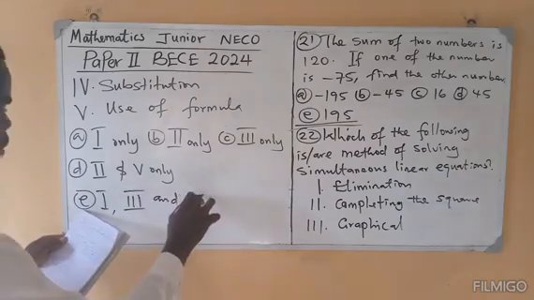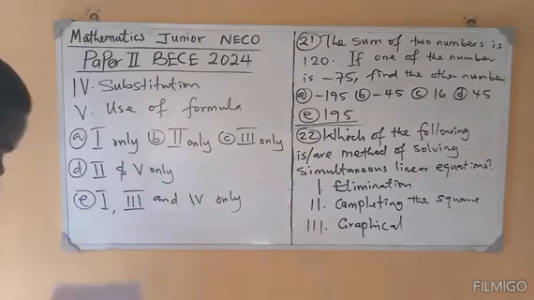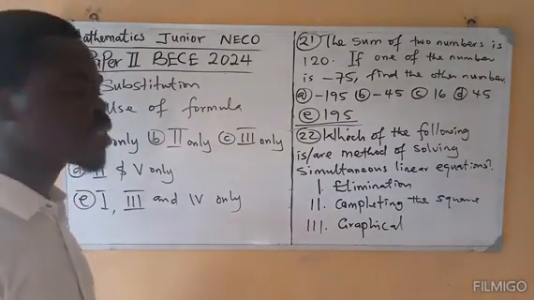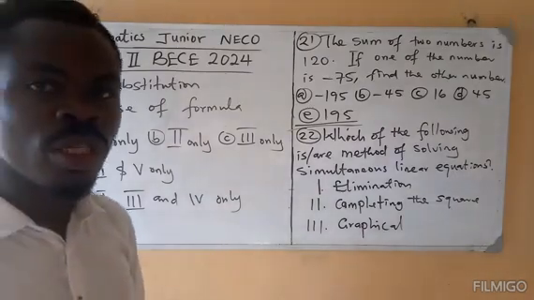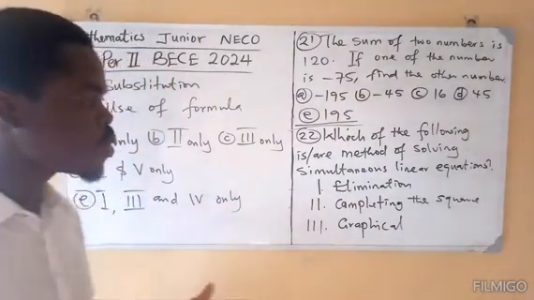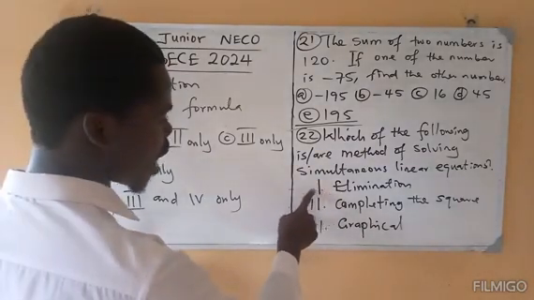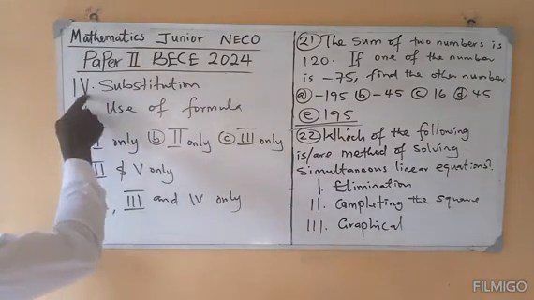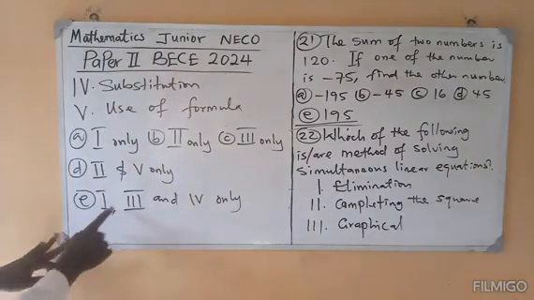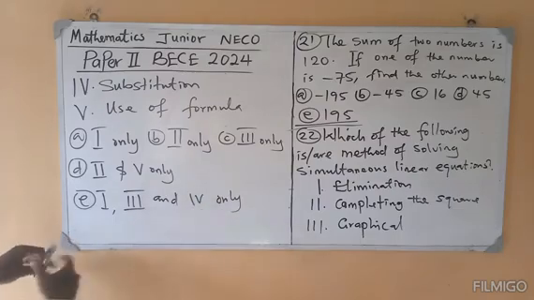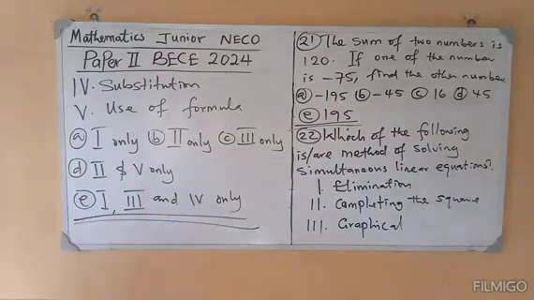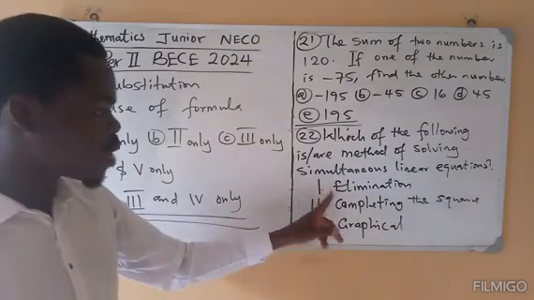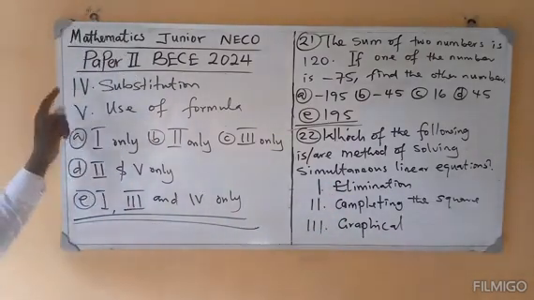At the basic level, we have three methods of solving simultaneous equations: the elimination method, the substitution method, and the graphical method. So we have elimination as I, graphical method as II, and substitution method as IV. So the correct answer is going to be I and IV, so option E is correct. We have three methods of solving simultaneous linear equations: the elimination method, the graphical method, and the substitution method.